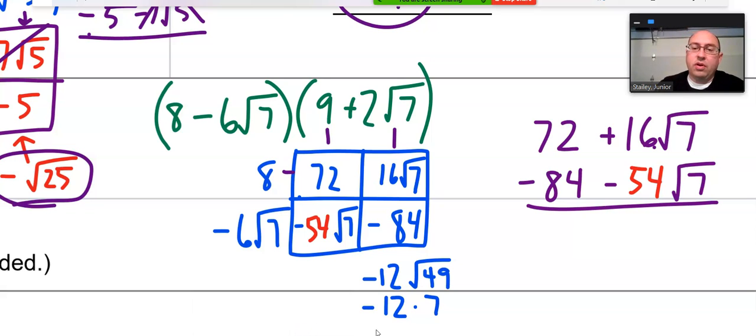Okay, so we're going to be adding the like terms together now. Obviously, the 72 and the negative 84. Where did the negative 84 come from? Well, when you multiply the radical parts together, you get negative 12 radical 49, which is really negative 12 times 7, which is negative 84. That's why I put that in the box. So when you add 72 and negative 84 together, obviously we get negative 14.